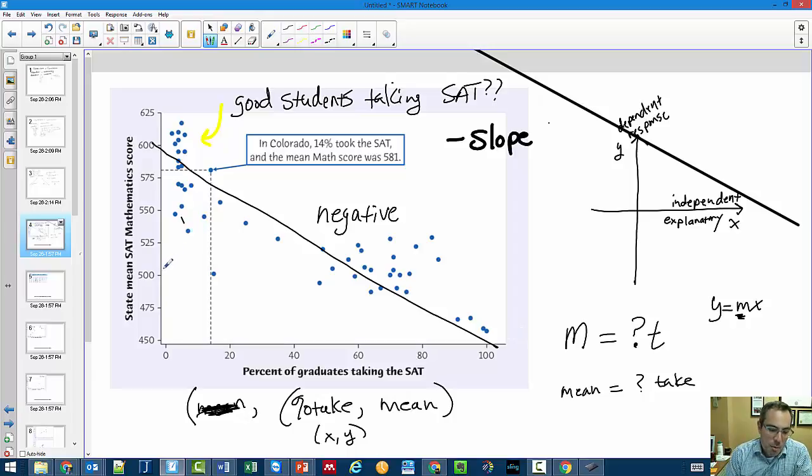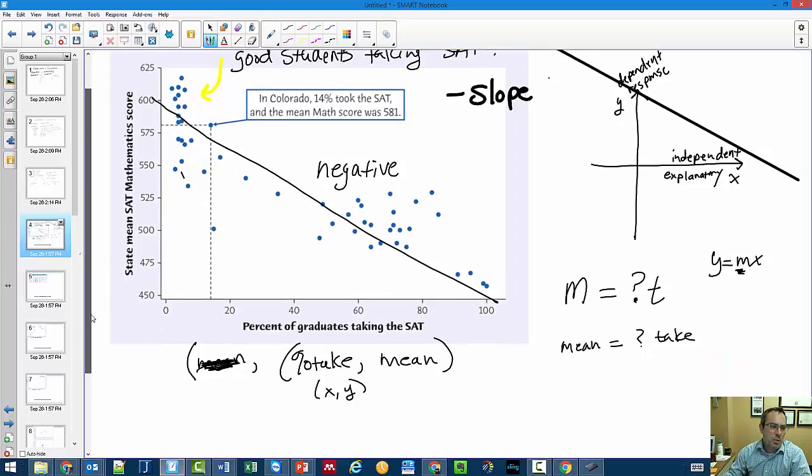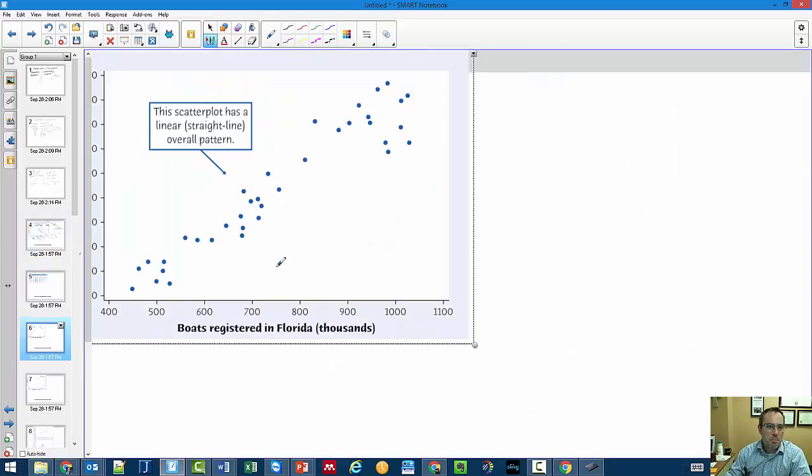So keep in mind, we want to look for patterns. We want to look for things that are outliers from that pattern. We want to look for the form, the direction, the strength of that data. So this is a moderately strong graph. Now I'll jump down to another one.